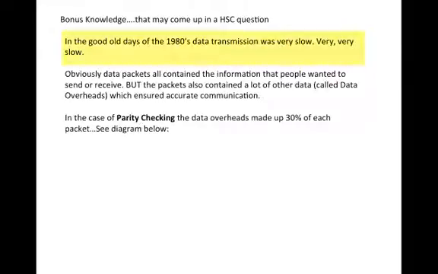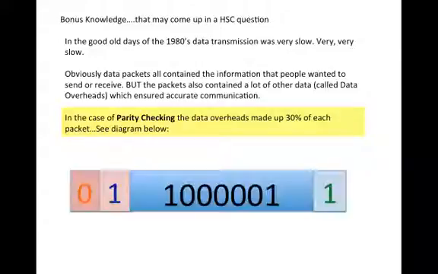Now here's some bonus knowledge that might help you because it could come up in a HSC question. In the good old days of the 1980s, data transmission was slow. In fact, it was very slow. Data packets all contained the information people wanted to send or receive, but the packets also contained a lot of other data called data overheads, which ensured accurate communication and ensured communication could take place at all. In the case of parity checking, the data overheads made up 30% of each packet.